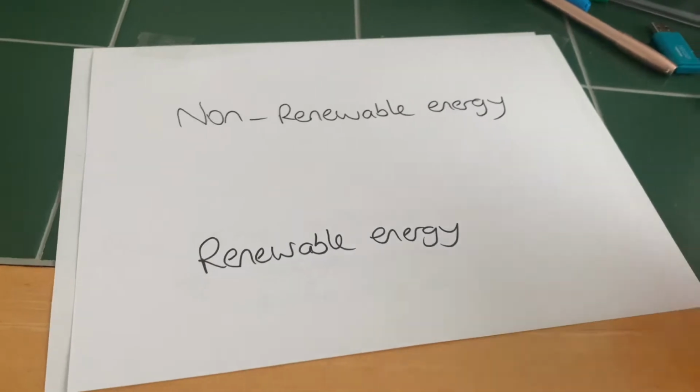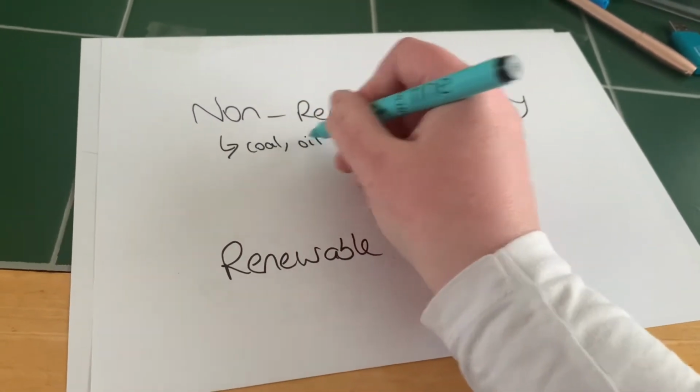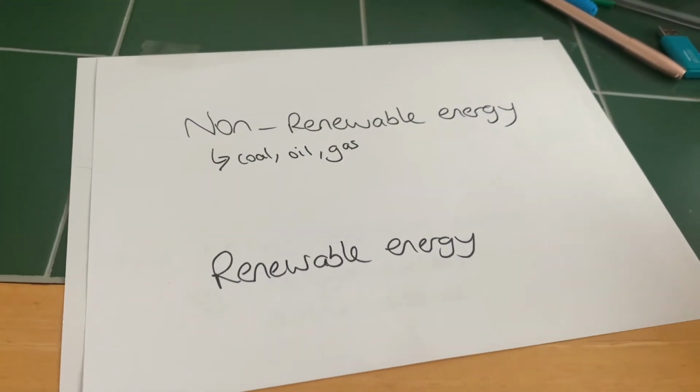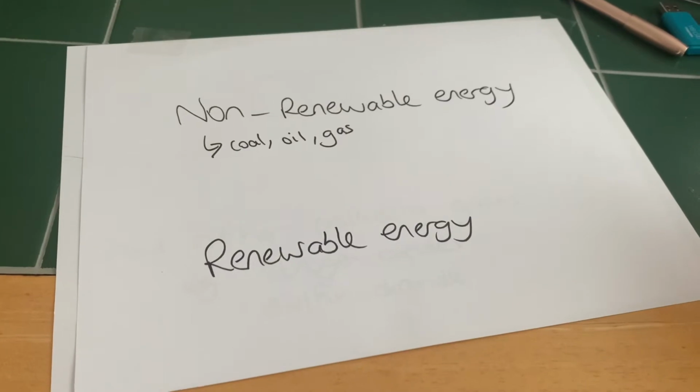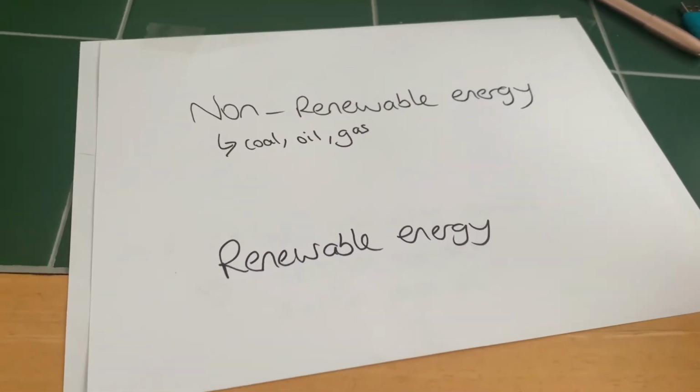So our non-renewable energy are things like coal, oil and gas. Those are the main ones. We can also use nuclear in there, or peat could be an example of non-renewable energy, things that won't be able to be replaced once they've been used, or won't be replaced in our lifetime.